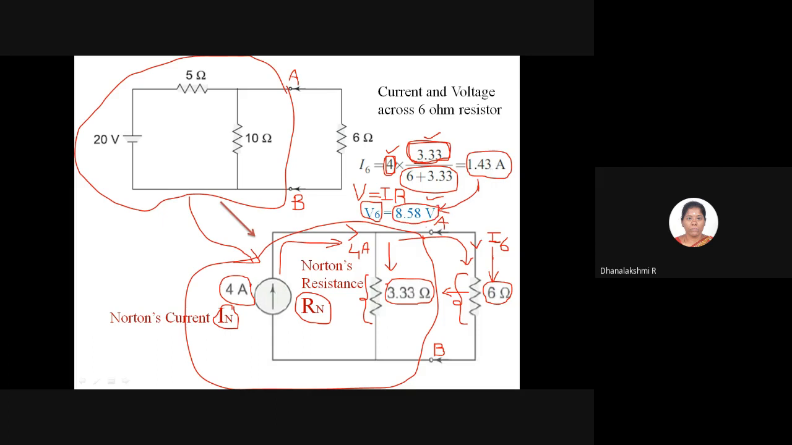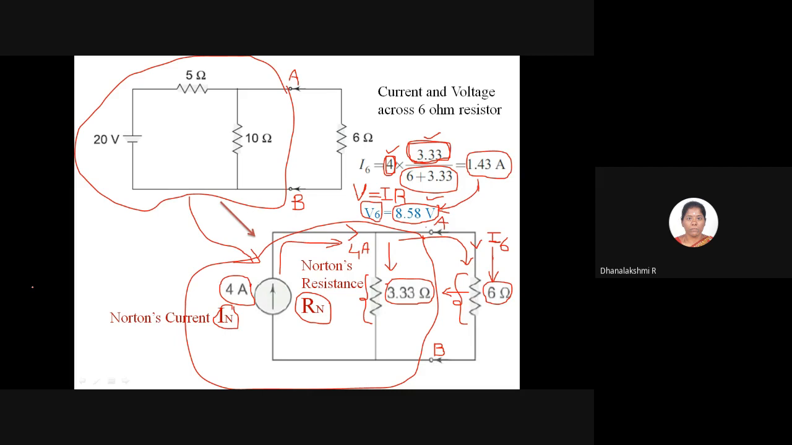So once you know the current value, we can find out the voltage. V is nothing but I into R. Therefore current I is 1.43 and the resistor value here is 6 ohm, so 1.43 into 6 will give you 8.58 volts. So like this we can calculate the voltage and current in the load resistor.